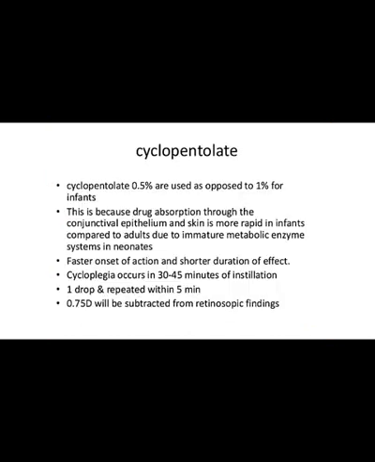Now cyclopentolate 0.5% is used as opposed to 1% for infants. This is because drug absorption through the conjunctival epithelium and skin is more rapid in infants compared to adults, due to immature metabolic enzyme systems in neonates. Faster onset of action and shorter duration of effect. Cycloplegia occurs in 30 to 45 minutes of instillation. One drop is repeated within 5 minutes, and 0.75 D will be subtracted from retinoscopic findings.